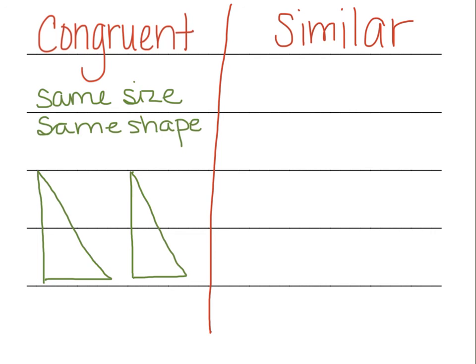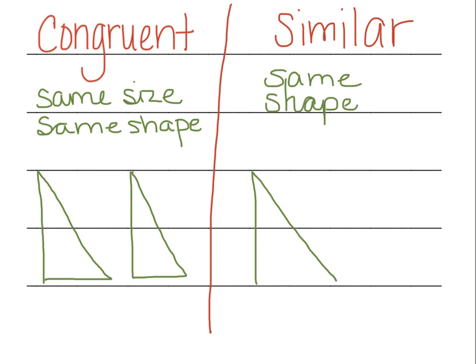Now, the difference with that is similar, which has just the same shape. So, similar triangles, you could have this and this, and those two would be considered similar. They're not congruent. Congruent has to have same size, same shape. Similar has to just be same shape. So if you can remember that, you will have no problem. Similar, they're kind of the same.